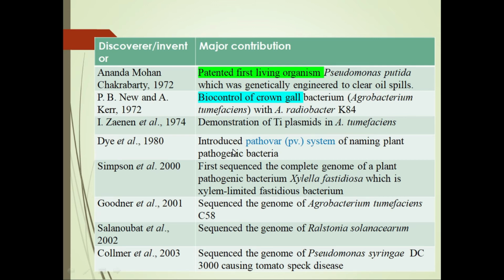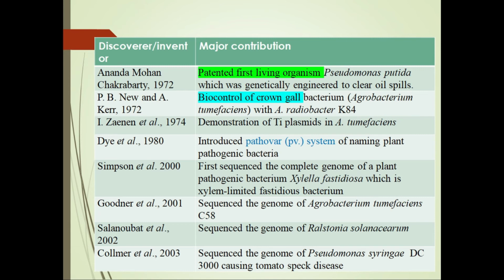Then the pathovar system of naming plant pathogenic bacteria was given by Dye et al. in the year 1980. Then with the advancement of other branches of biological science, sequencing of organisms started, and the first complete genome sequence of a plant pathogenic bacterium was done by Simpson et al. in the year 2000. It was Xylella fastidiosa, a xylem-limited fastidious bacterium.